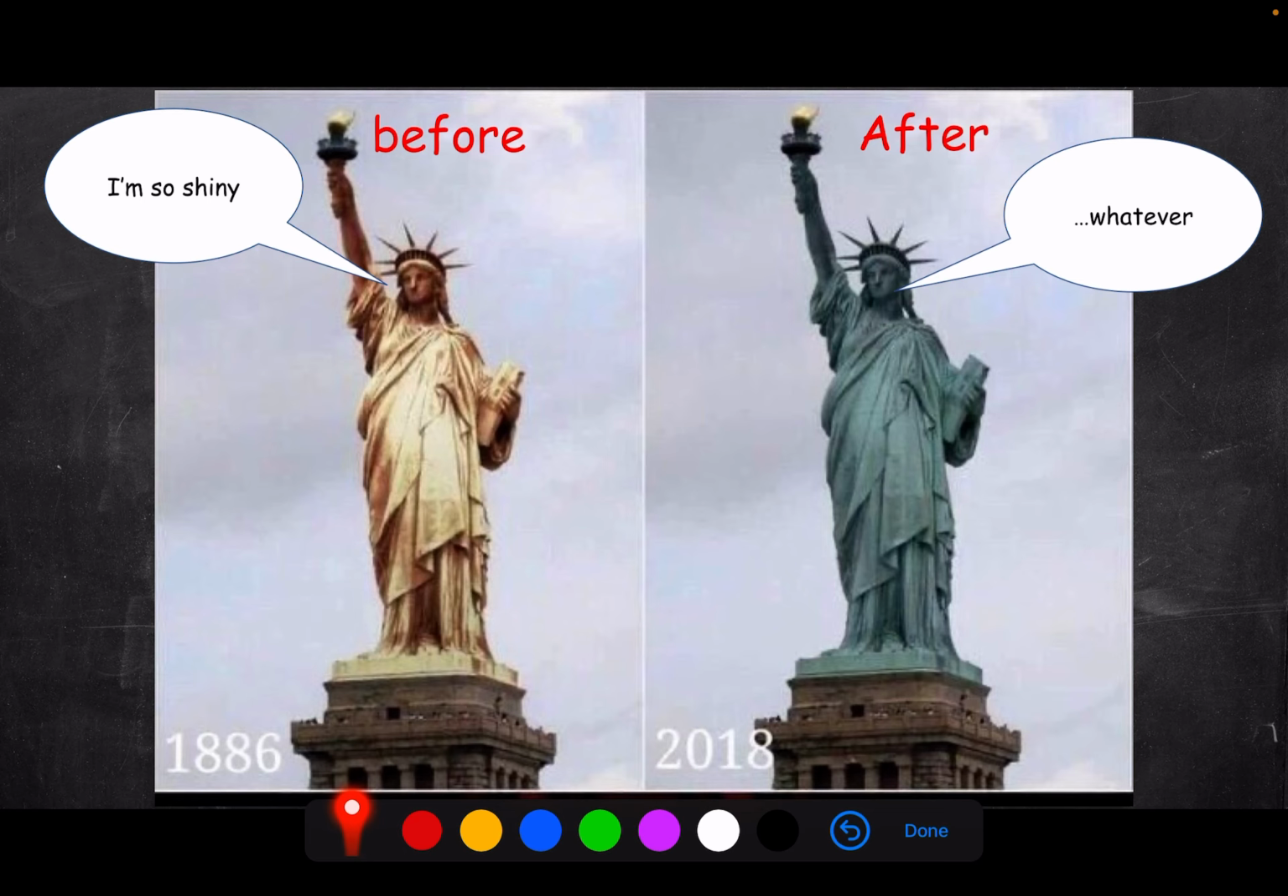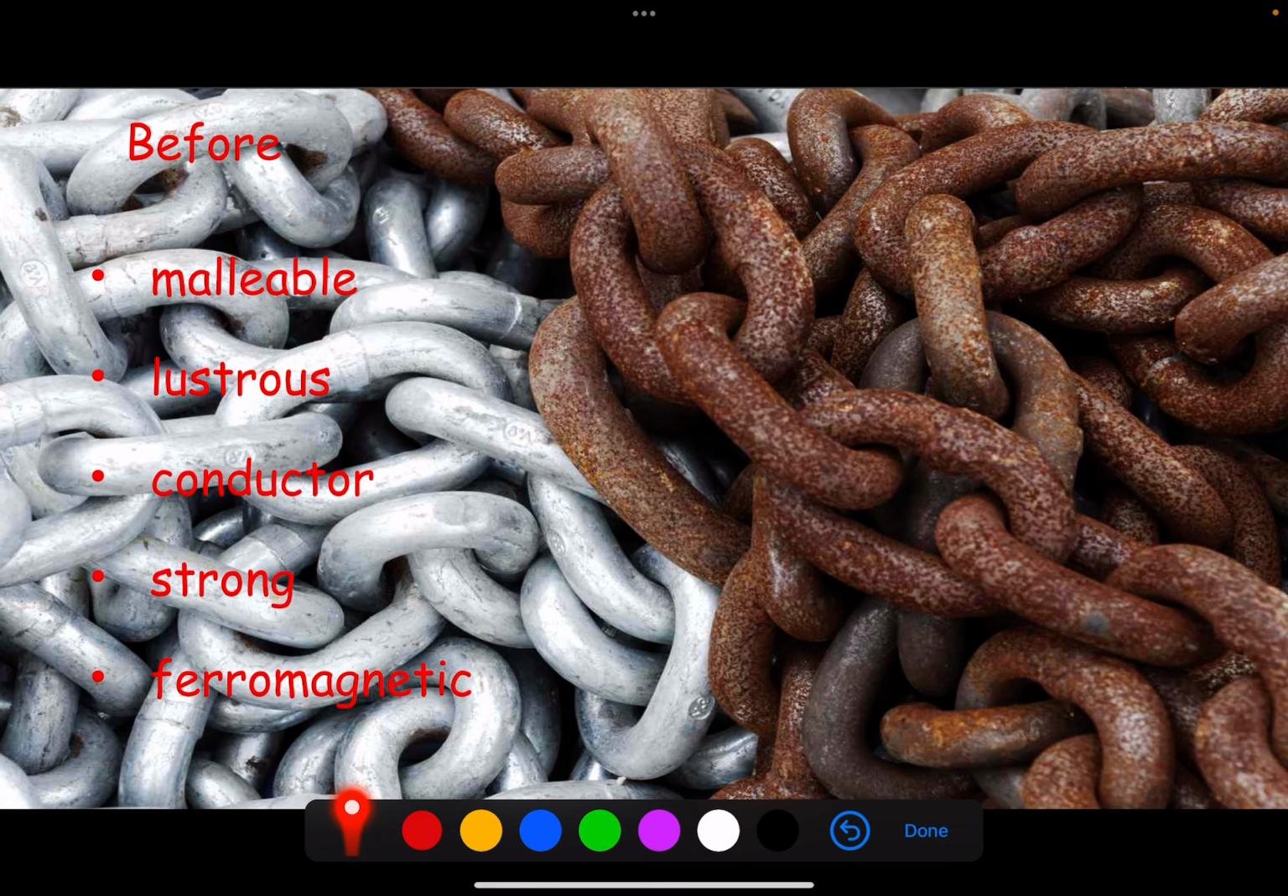Doesn't copper rust? If you look at the Statue of Liberty, when it was first built, it was the color of copper. It had all the properties of copper, being shiny is one of them, and it was the orange-brown color that copper usually is. But over time, it became this dull greenish-blue color you can see on the right. So isn't that rusting? Well, the answer is actually no. It is a form of copper corrosion, but it's not rusting. Only iron rusts.